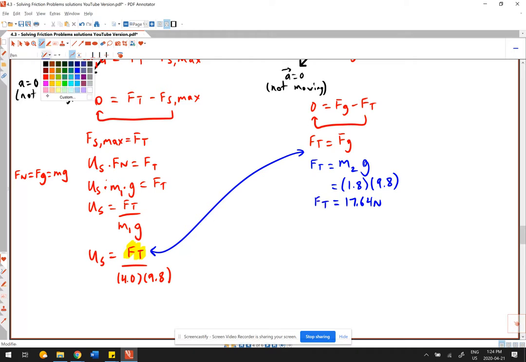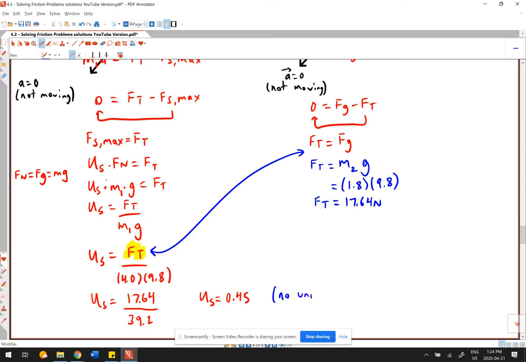So we can plug this in now. So mu s is equal to 17.64 divided by 4 times 9.8, which is 39.2. So our coefficient of static friction is equal to 0.45. Now, over here, there are no units. For the coefficient of static friction, there is going to be no units, and the reason is because it is a ratio.